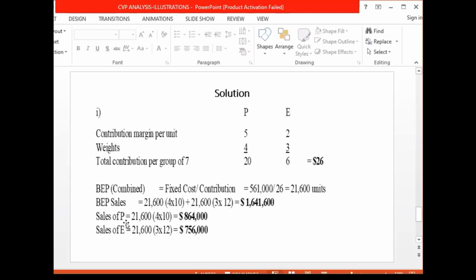Sales for product P is equal to 21. All right, so we can use this, we can explain this using our P E.